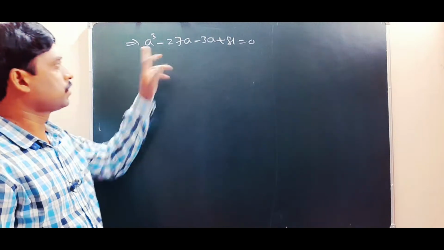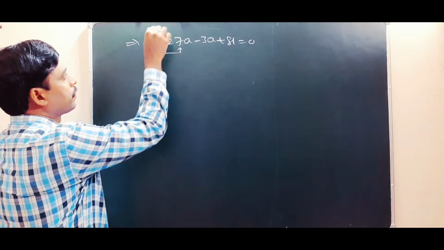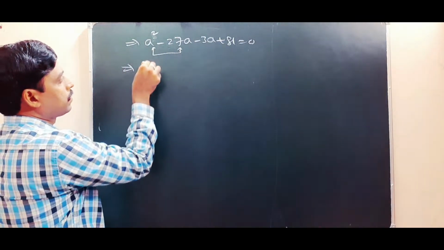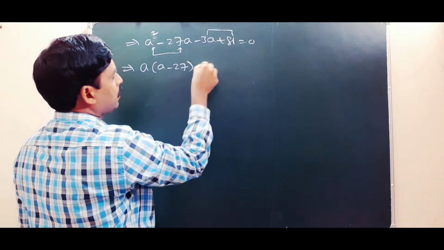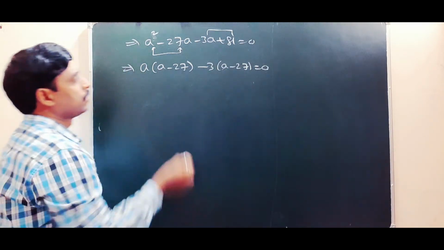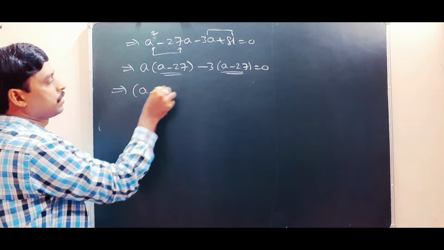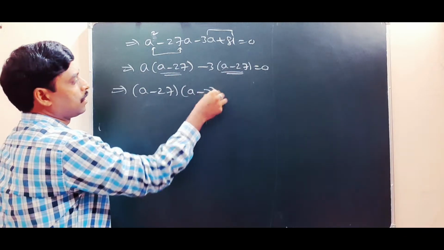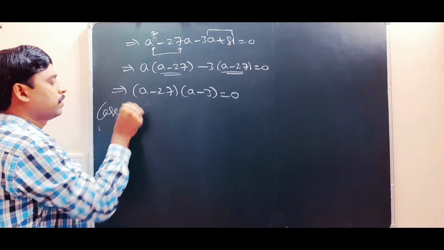Okay, we have got this value. In the first two terms, take a out common: a minus 27. Next, take minus 3 out common: a minus 27 equal to 0. Next, take a minus 27 out common into a minus 3 equal to 0. Now let us explain case 1.